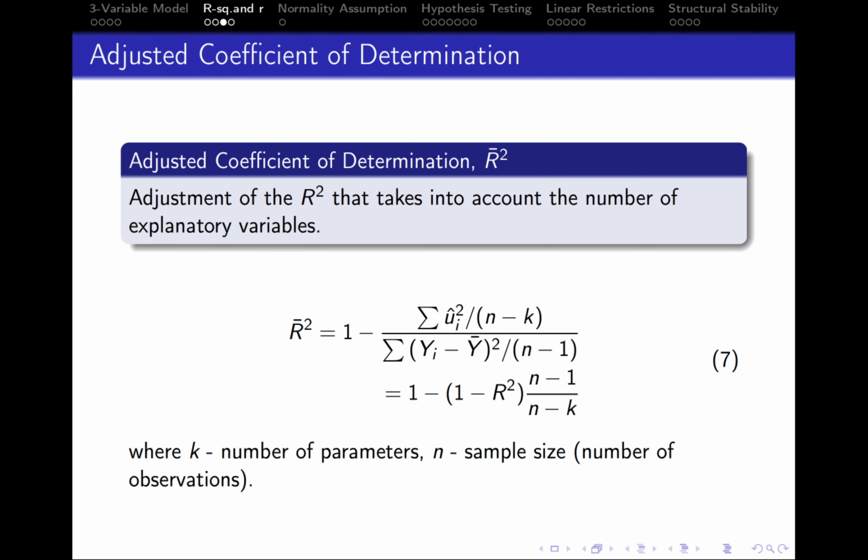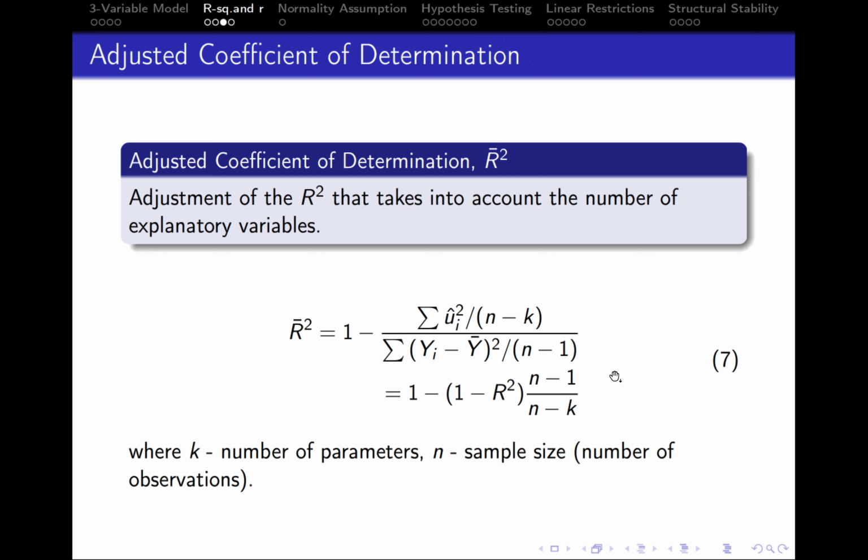However, since econometricians were aware of this problem, they came up with something called the adjusted coefficient of determination. This is just an adjustment of the traditional R squared that takes into account the number of explanatory variables. In simple words, this measure will punish you for adding extra variables. Instead of increasing due to the increase in the number of explanatory variables, this measure will actually decrease. So in a sense, it punishes us for adding extra variables.